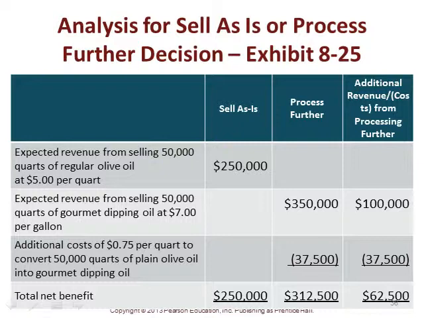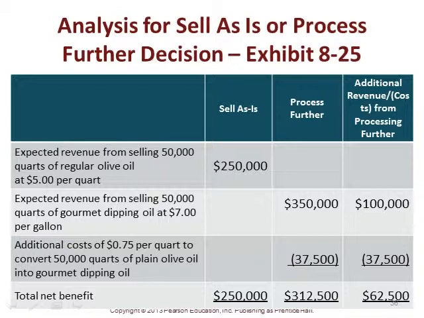So we use this incremental analysis approach, which is our last column there, to say that if we processed it further, we would generate an additional $100,000 in revenue. We would also generate an additional $37,500 in cost, so that the total net benefit of processing and selling it further as gourmet dipping oil rather than olive oil is $62,500 that would go toward covering our fixed cost.